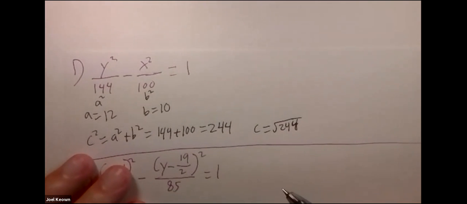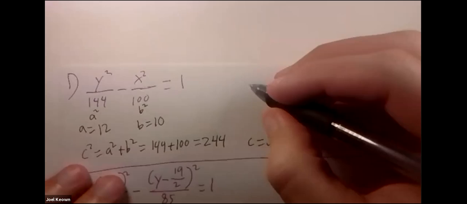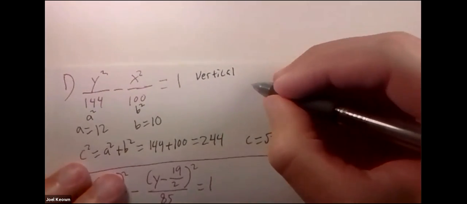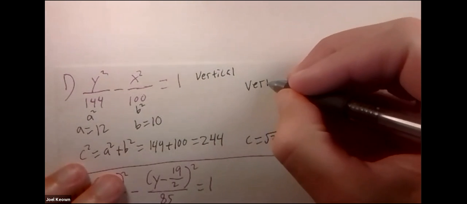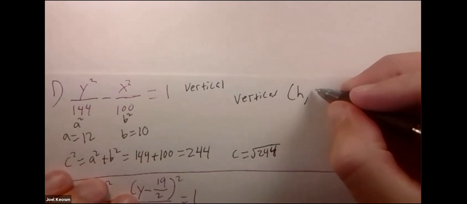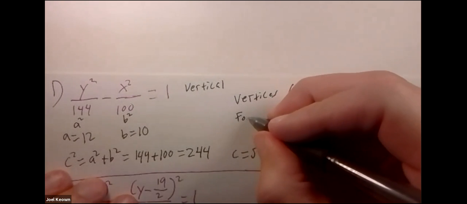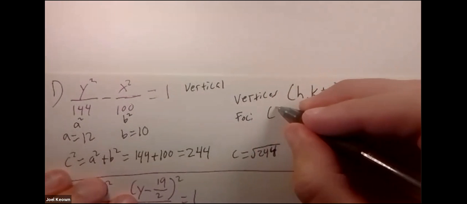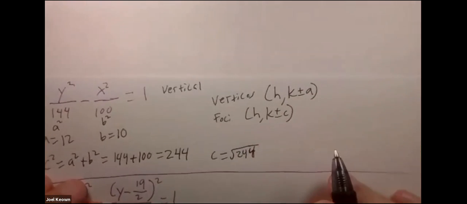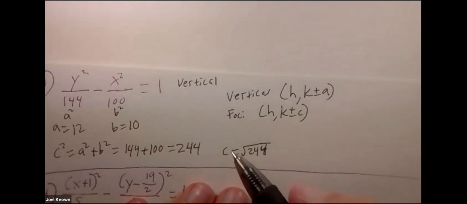Okay. What's our equations? Well, the y is on top, so this is a vertical. If it's vertical, then I know my vertices are going to be h, comma, k plus or minus a. And my foci are going to be h, comma, k plus or minus c. It's vertical. All right. Well, what is h and k? h and k is my center.